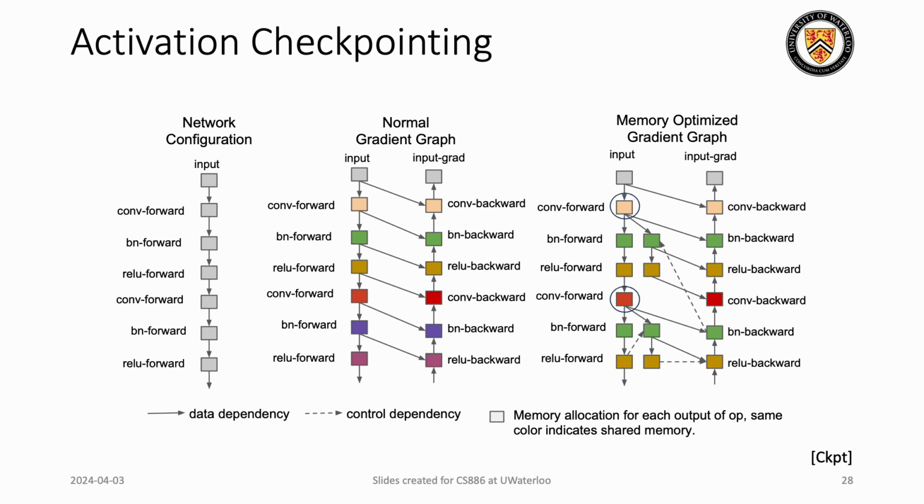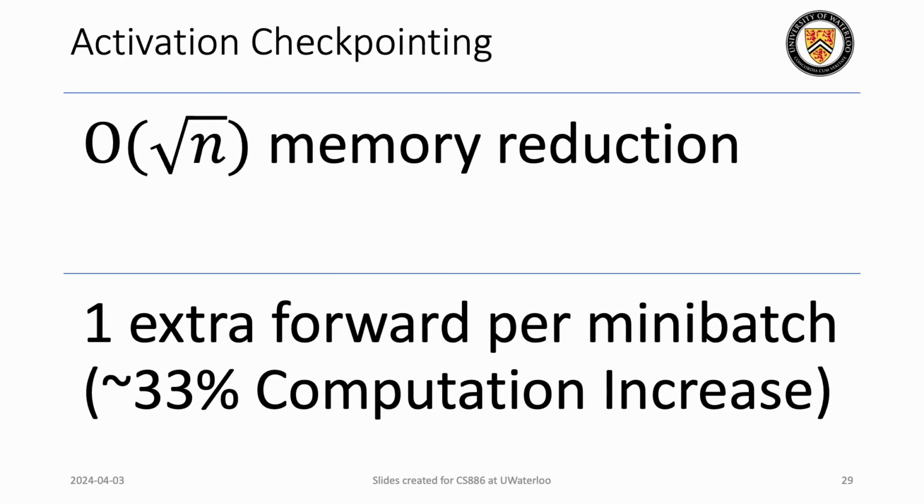You can just spend a little bit of extra compute for the sake of reducing the memory tremendously. In the case of doing it every square root steps, you get square root of n memory reduction at the expense of 1 extra forward per mini batch. It's like 33% of the computation increase, at least in the case of a transformer. Which is very, very good.